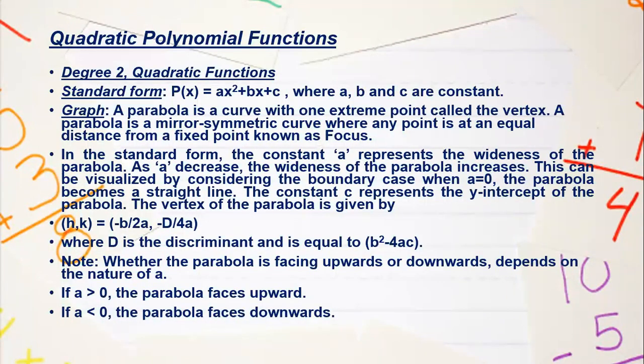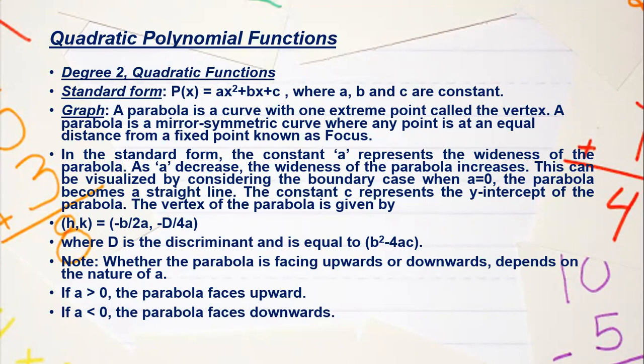Now the third one is the quadratic polynomial function. Degree 2, quadratic function. The standard form would be p(x) = ax^2 + bx + c, where a, b, and c are constants. Graph: a parabola is a curve with one extreme point called the vertex. A parabola is a mirror-symmetric curve where any point is at equal distance from a fixed point known as the focus.